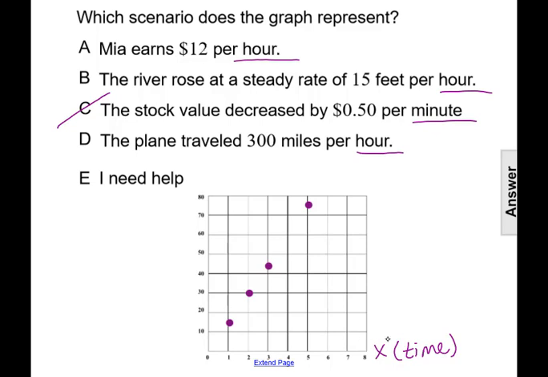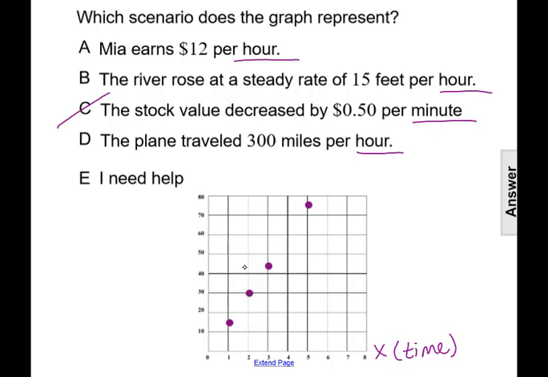So let's say the time is specifically hours. So that means Mia should be earning $12 per hour. So for the first hour, the data point should be 1, 12. Well, it's a little hard to tell because it's in between 10 and 20. But then the second data point would be, if you're increasing by $12 per hour, that would be 24. And the next data point is 30 for sure.